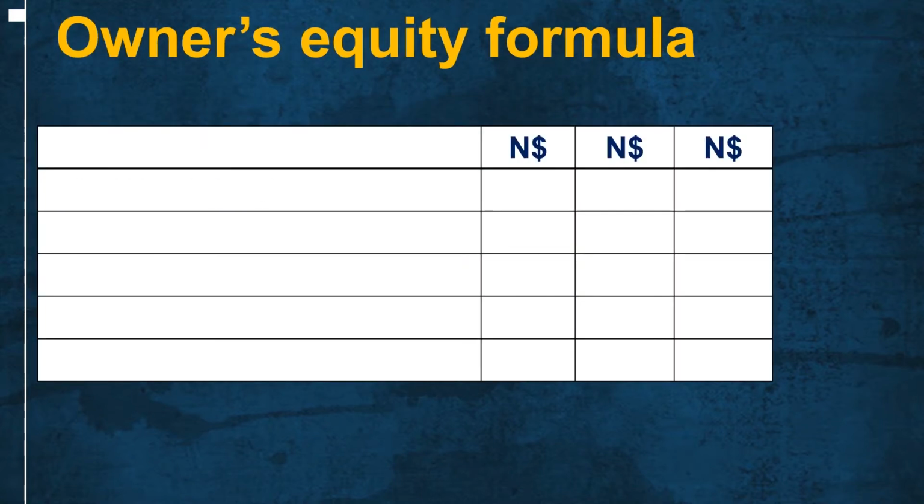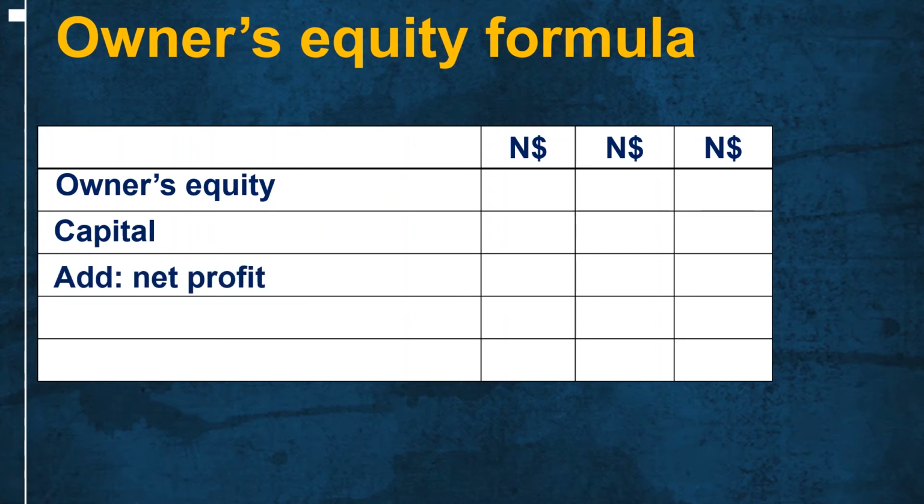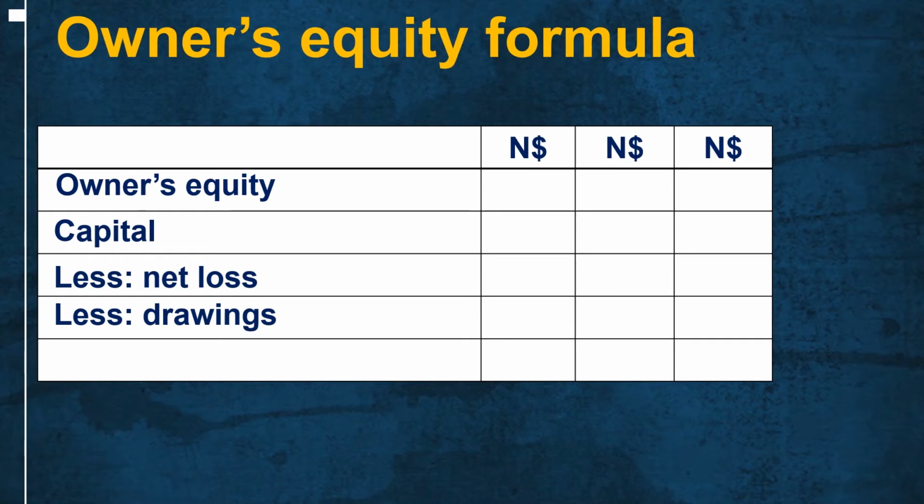Let us look at the formula to calculate owner's equity, which is capital add net profit less drawings. In the case where a business has made a net loss, then the formula will be capital less net loss less drawings.